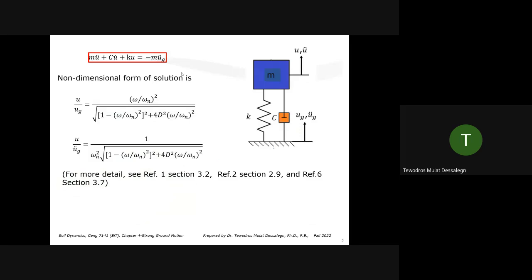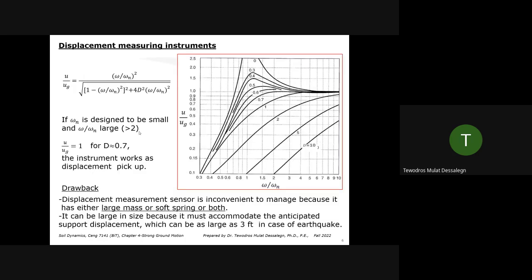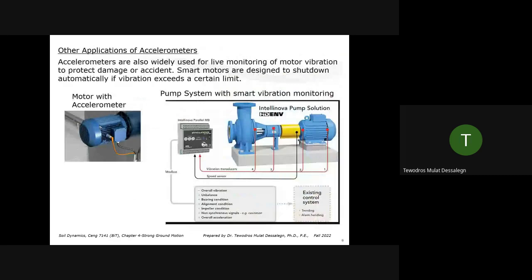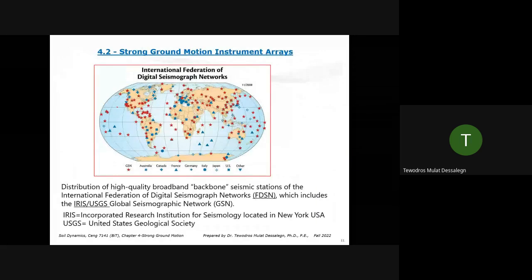From our general equation of motion, we have those solutions in non-dimensional form, which helped us in the design of this displacement measuring instrument, such as the drum. It also has a drawback, because we may need a very large mass and large size, since the seismic motion can reach 2 feet, 3 feet. On the other hand, we had accelerometers, which are small in size and very popular, and pick up accelerations. And you can have various types of these measuring instruments.